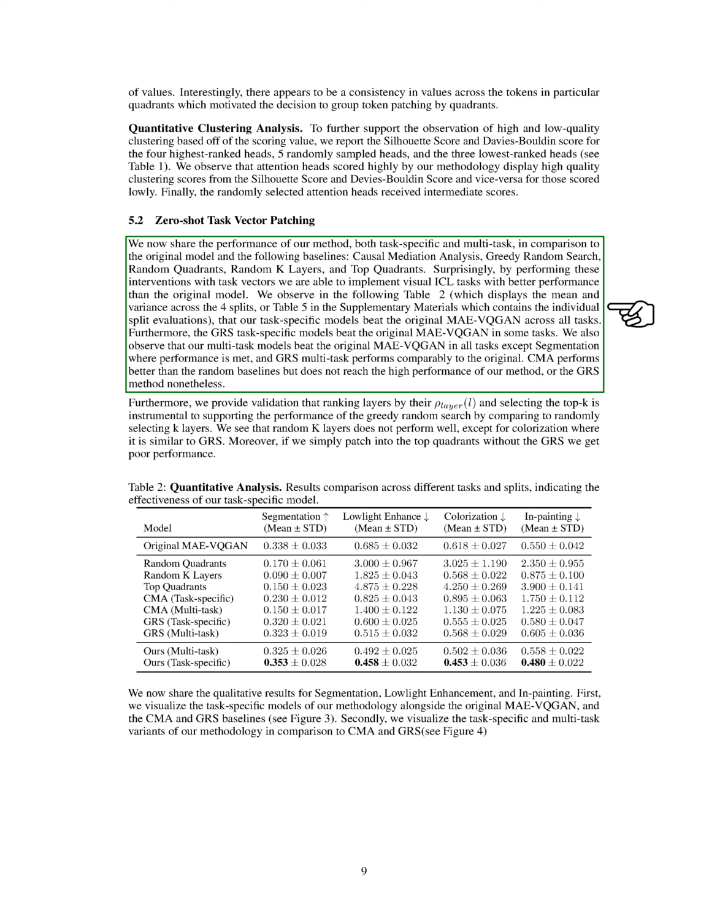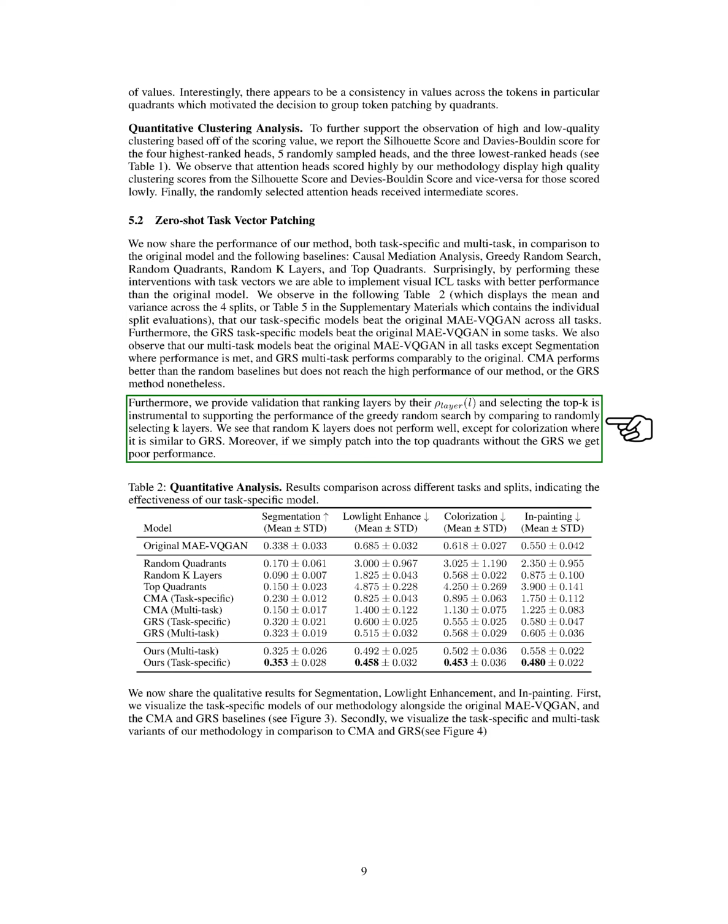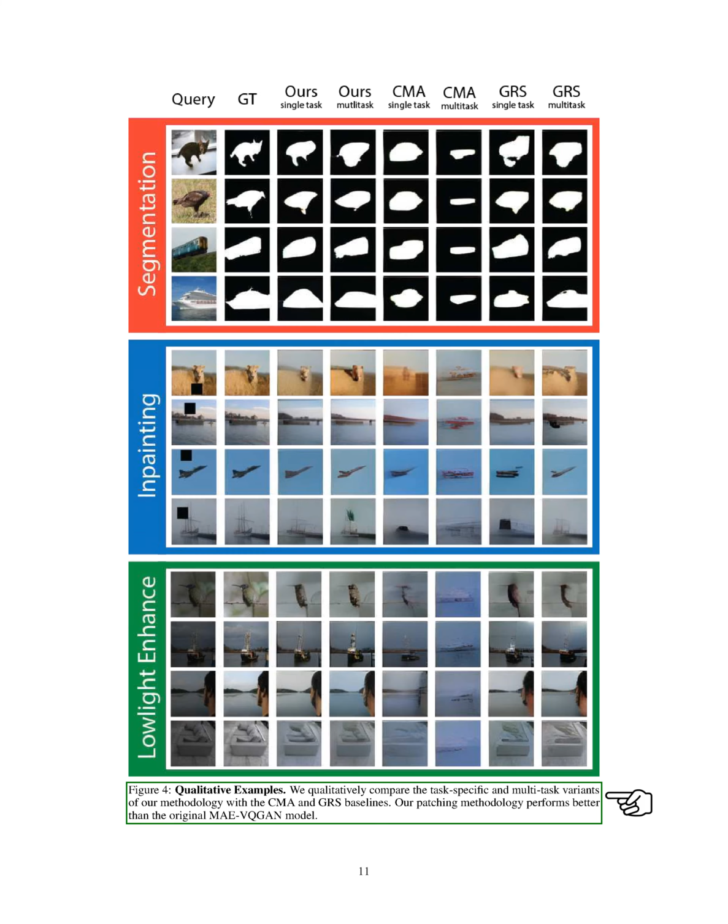Causal mediation analysis, CMA, performs better than random baselines but falls short of our method's high performance. Ranking layers based on their importance and selecting the top ones significantly boosts the performance of the greedy random search compared to randomly selecting layers. Patching into the top quadrants without the GRS leads to poor performance. We also provide qualitative results for segmentation, low-light enhancement, and inpainting tasks, visually comparing our task-specific models with the original MAE-VQGAN and the CMA and GRS baselines.